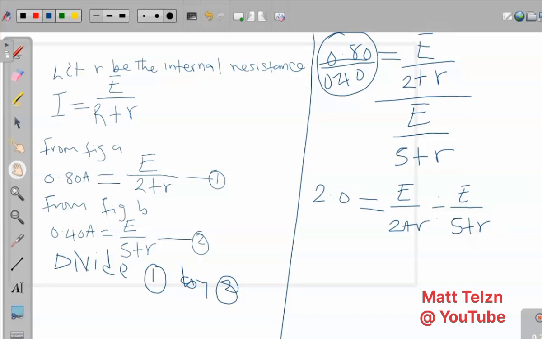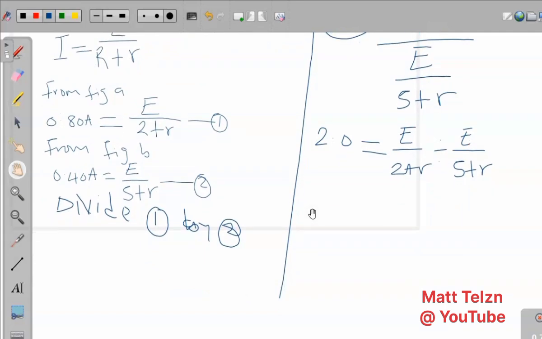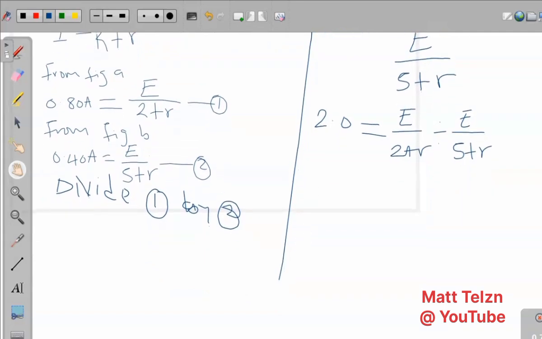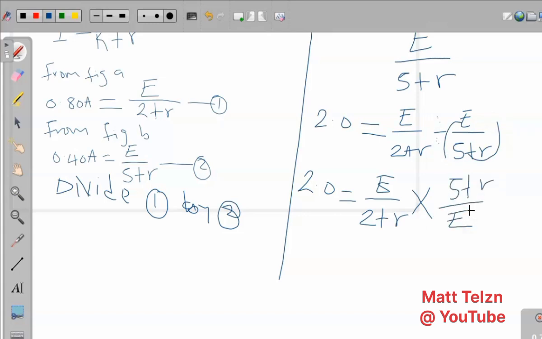Alright, so the principle is, if I'm dividing two fractions, what am I going to do? I'm going to reciprocate one side, which I'm going to have 2.0 equal to E over 2 plus r. Now I will change this division sign to multiplication, times, then this one will go up, this one will now come down, times 5 plus r divided by E. Alright, so it is at this point that E will cancel E. So what I have is 2.0 equal to 5 plus r divided by 2 plus r.